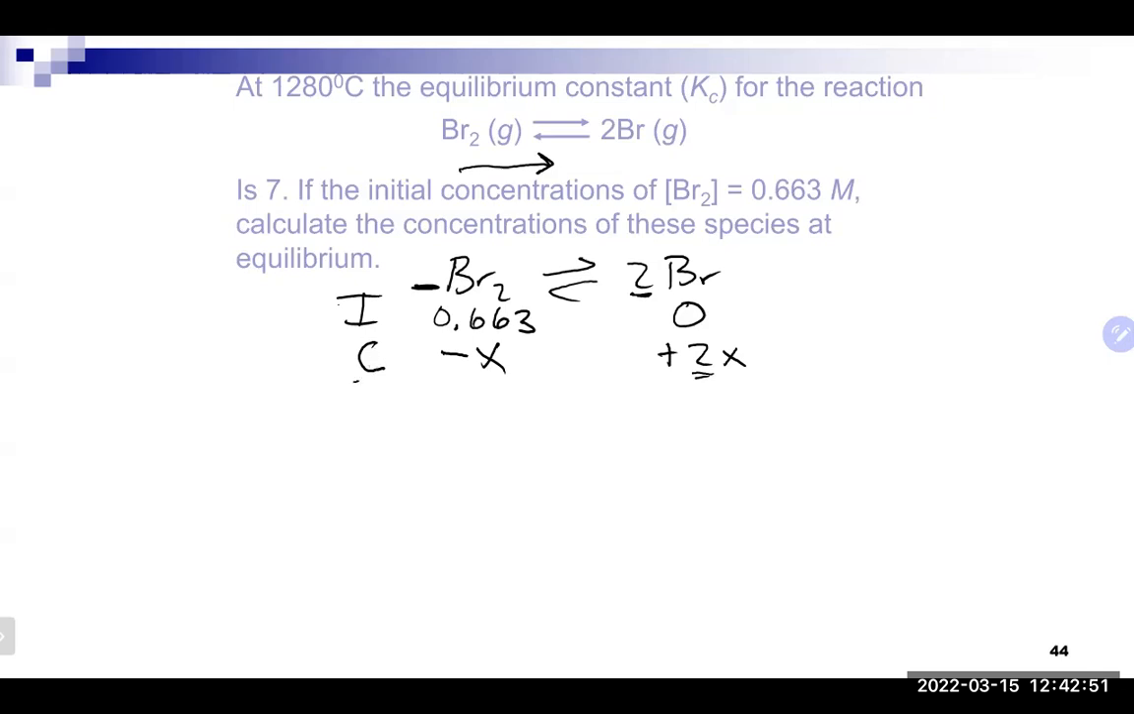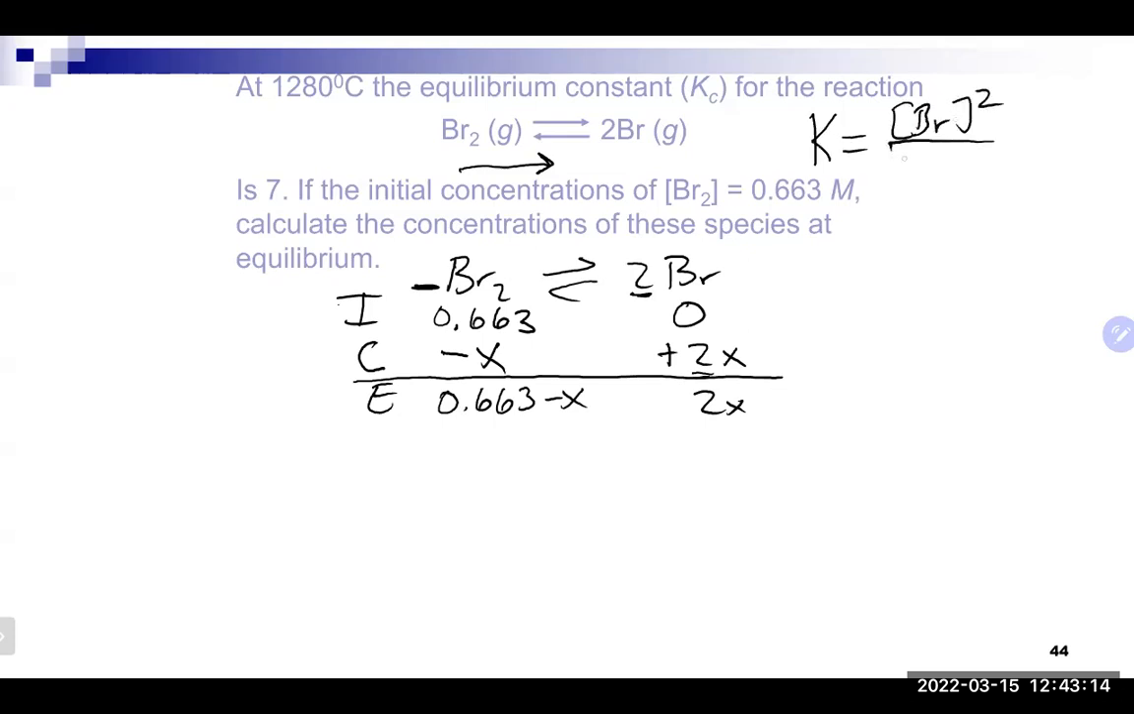The equilibrium part here, we're just going to carry it down. That's going to give us 0.663 minus x and 2x. Any questions so far? We could also write our equilibrium expression for this reaction, which is K is equal to the concentration of Br squared divided by Br2, and that's going to equal lucky number 7, right?